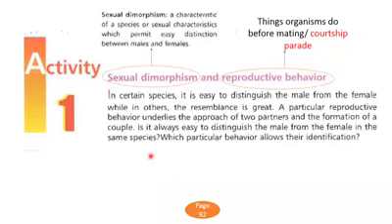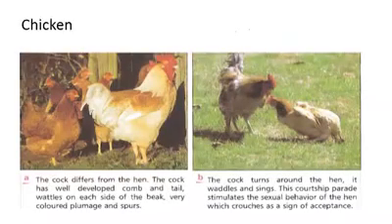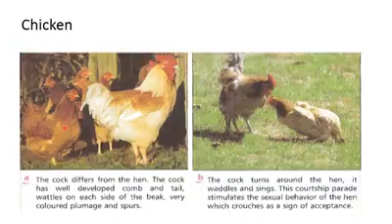Which particular behavior allows their identification? Let us study and learn this activity in order to distinguish between the male and the female. We're going to take certain examples. Let's start with the first animal in this activity, which is the chicken. Of course, you have seen chicken around you.